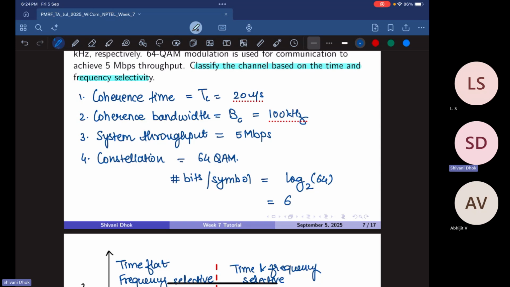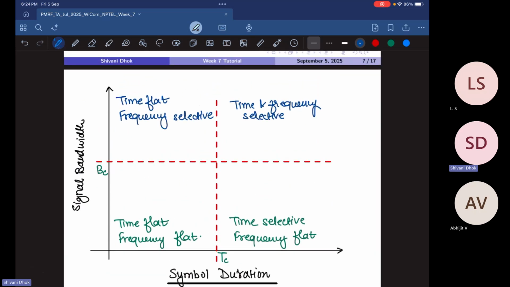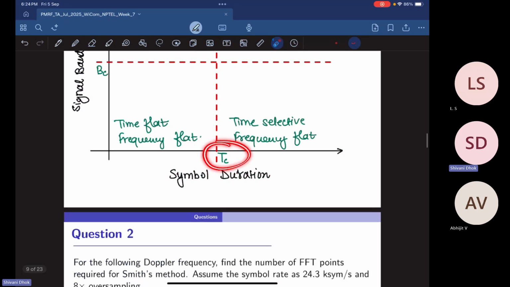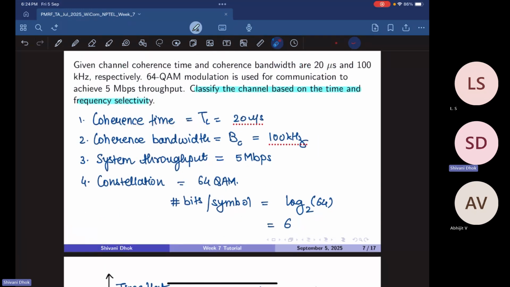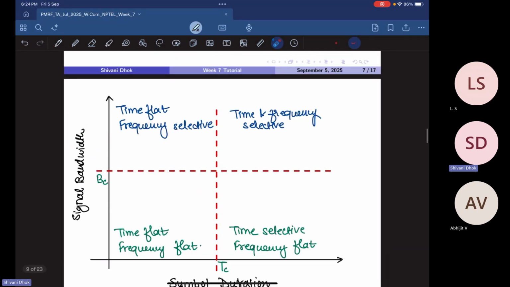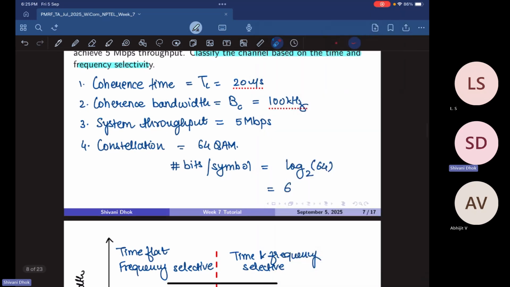So what we need to find out is, on what basis or what pieces of information we can figure this out. We can figure this out when we know the coherence bandwidth, which is given to us, then the coherence time, which is also given to us, and then two more things we need, which are the symbol duration and the signal bandwidth, which are not given to us directly, but which we want to find out through the given information. Okay, so let's try to do that.